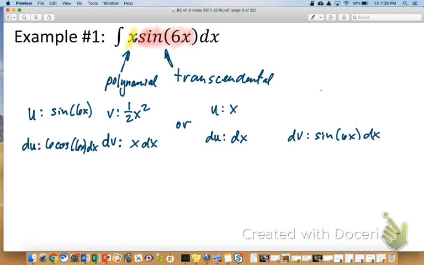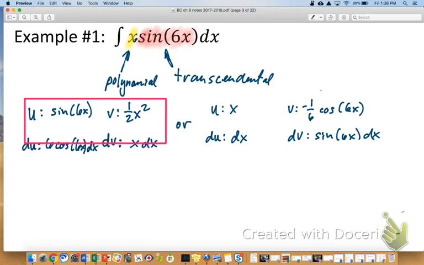And then, this was maybe a little bit tougher. If dv is sine of 6x, what do you guys think v would be? Negative 1/6 cosine. All right, there we go. Timmy messed it up, but we fixed it for him, right, with that negative 1/6? Okay.